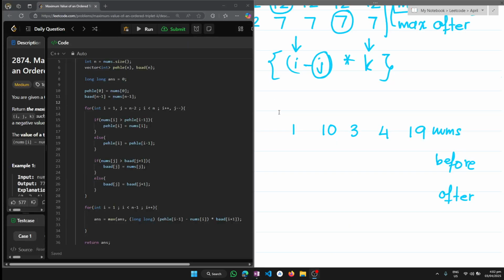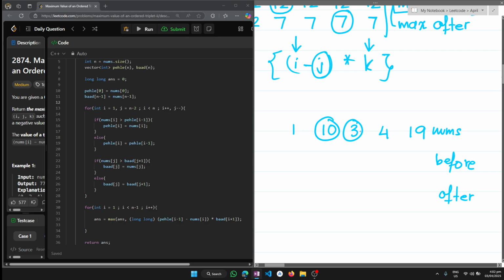So yeah, just think about this, right? You want to, for each and every number, for 10, for 3, for 4, for each and every number, you want to know what is the maximum before it and what is the maximum after it. So why don't I track the maximums like this? So for 1, obviously it's going to be 1. Now for 10, 10, for 3 again 10, because 3 is not greater than 10, right?